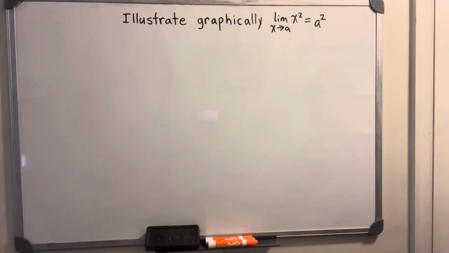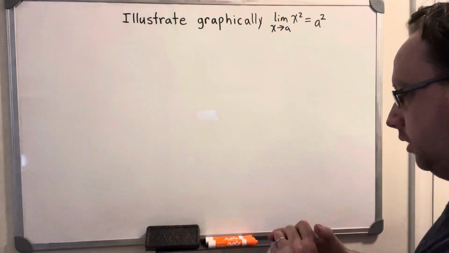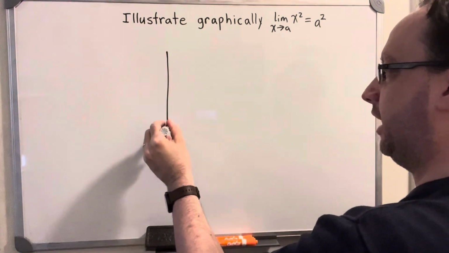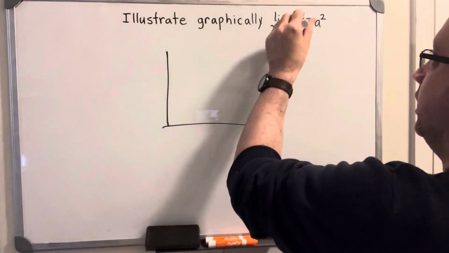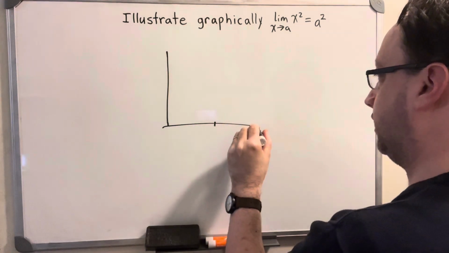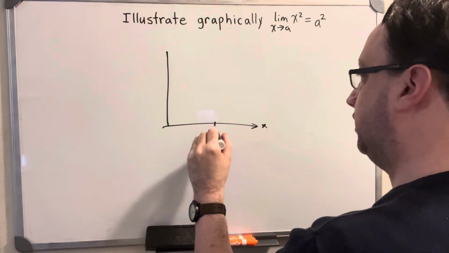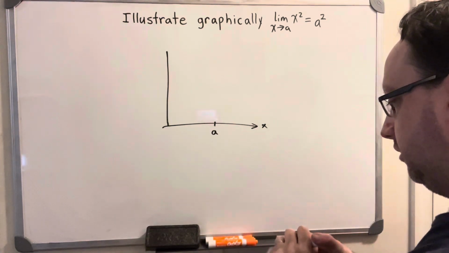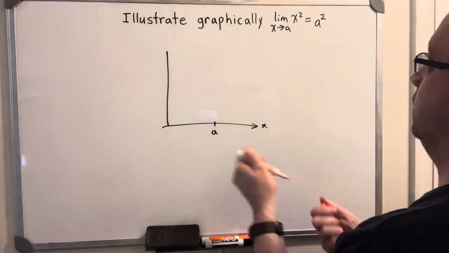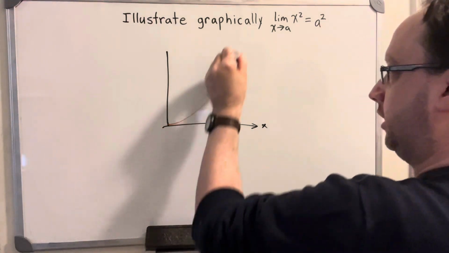This problem says illustrate graphically that the limit as x approaches a of the function x squared is equal to a squared. So this problem is not an analytic proof. It just wants you to strengthen your grasp of the concept by showing a picture of it. So let's draw a bit of a coordinate axis system, and here's the x-axis right here. Here's A. We know what the function x squared looks like. It's a parabola, and it looks like this.